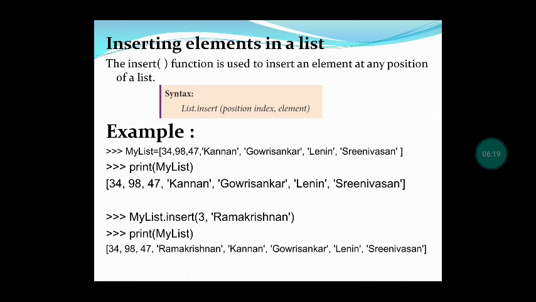After that, we are using the insert function. MyList dot insert of 3 comma Ramakrishnan. So in the third position, we are going to insert Ramakrishnan.